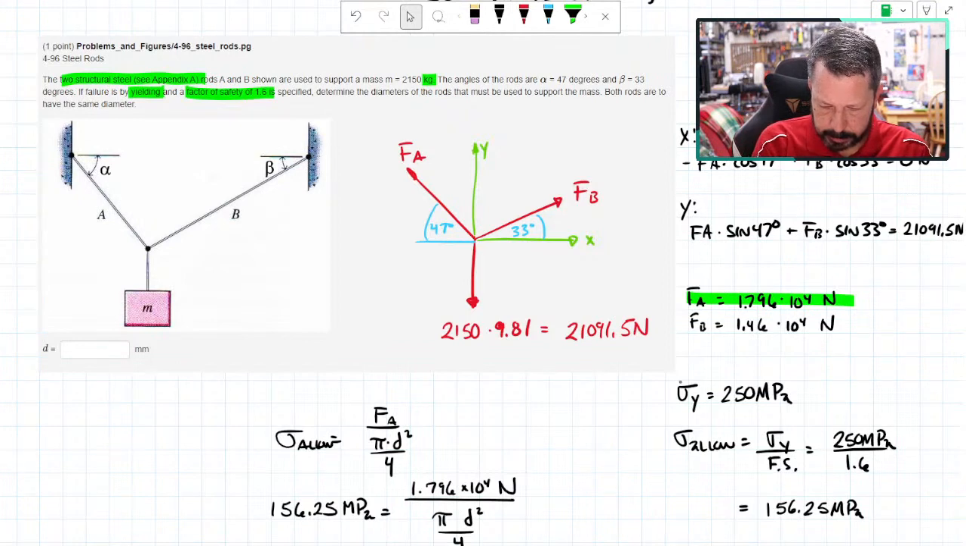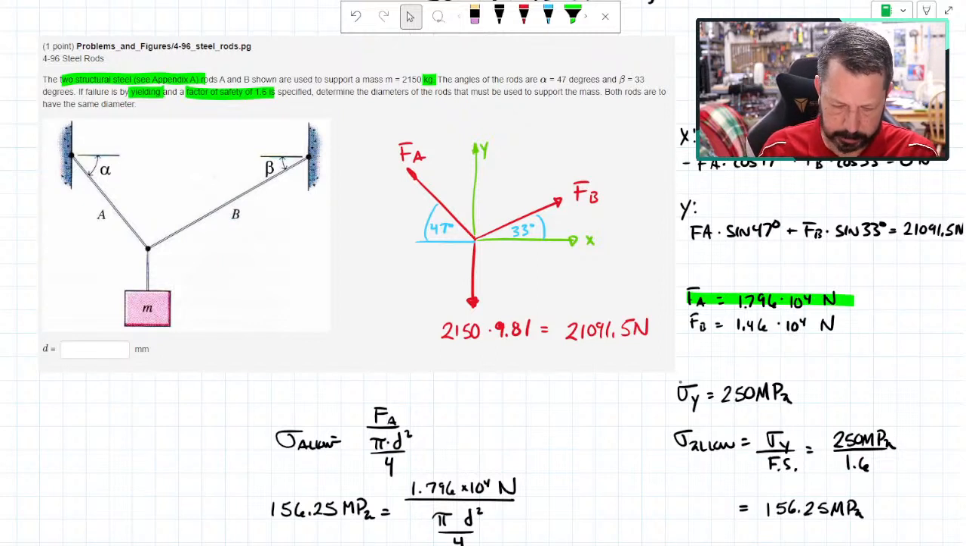So let's multiply by pi, and then divide by 4. So I think, oh, but that's, okay, that's times 10 to the 6. So I think I've got d squared times 121.72 times 10 to the 6th equals 1.796 times 10 to the 4th. So let's divide that number.